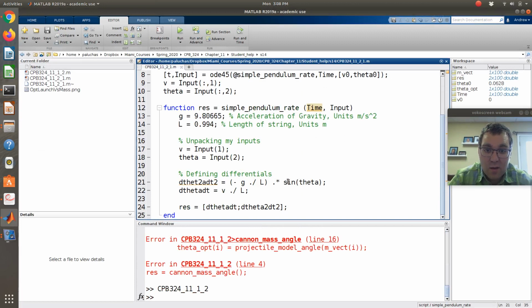Okay, that looks fine. Sine theta, fine. We're using radians, good. And that's L. That's good. So g and L are both scalars, so in theory you don't need that, but that's fine. Then d theta dt, okay, well, that should just be v.